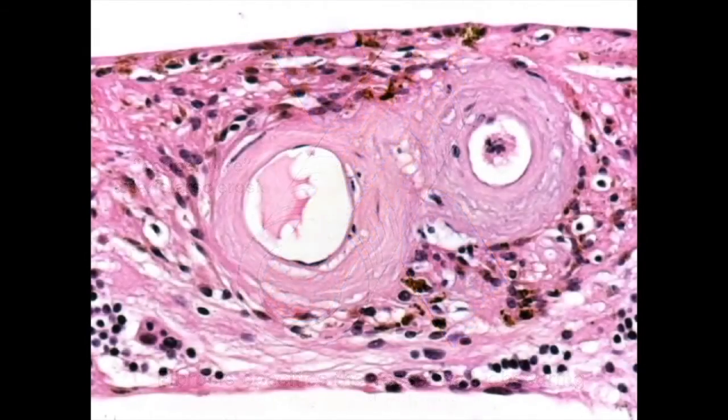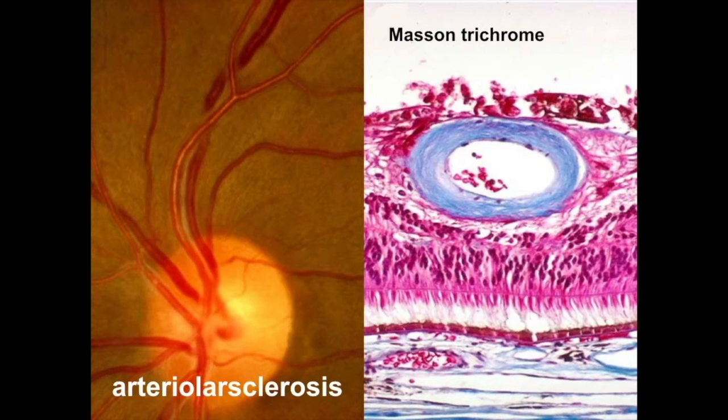Here's histopathology showing fibrosis in the vessel wall. Another example with the Masson trichrome stain showing fibrosis. Here are our copper-colored vessels, or copper wiring, and AV crossing defects.